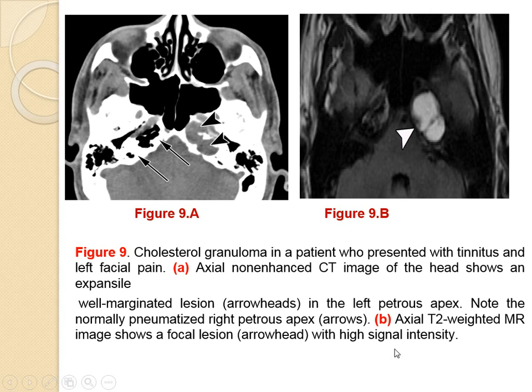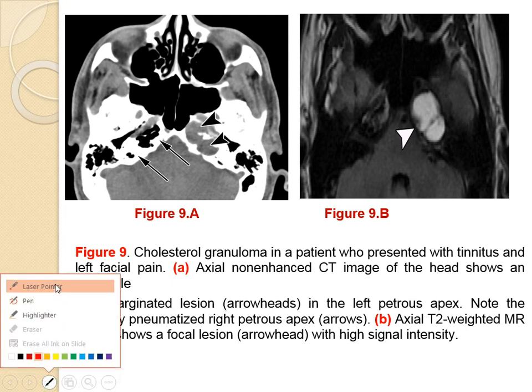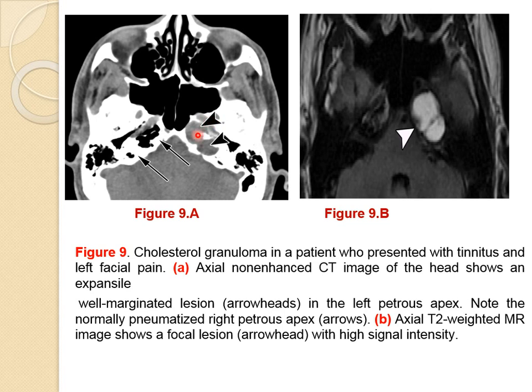In this figure, also commonly involved is cholesterol granuloma. If we look at this area, we see a lesion in a patient who presented with tinnitus and left facial pain. We see a well marginated lesion in the left petrous apex. Normally, it's pneumatized. We see here loss of pneumatization of the petrous bone, and it shows a high signal intensity. Next slide. Why high signal intensity? Because it's fat.